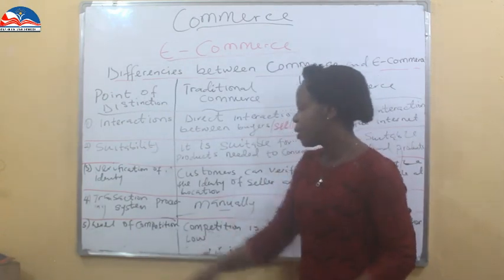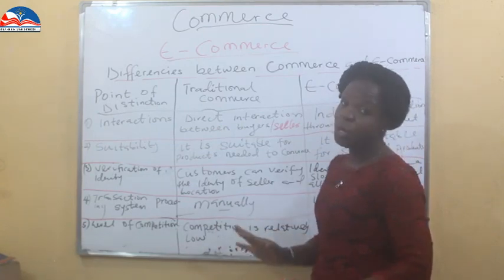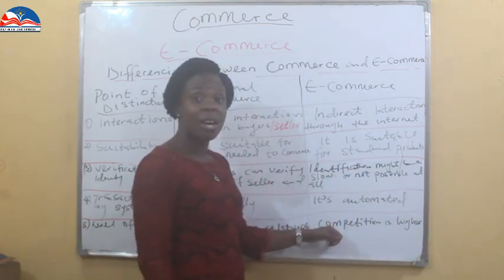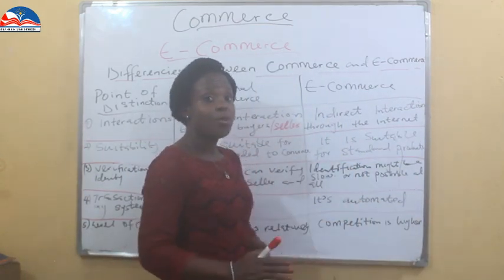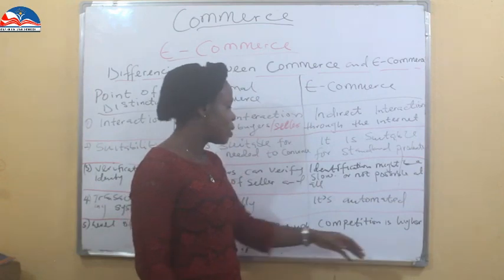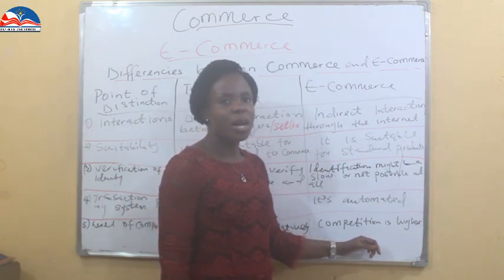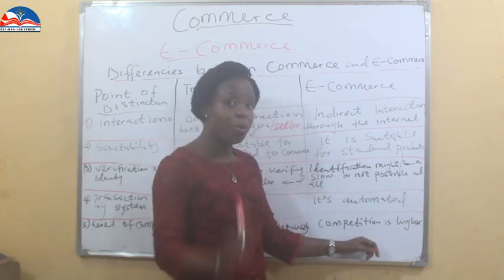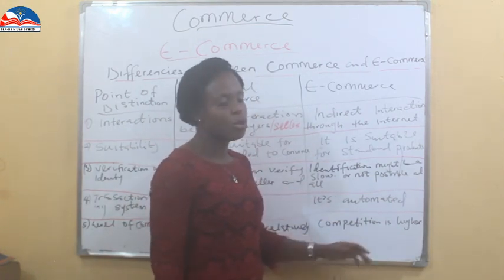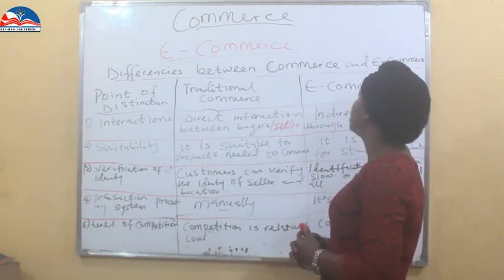Then the last one is level of competition. In traditional commerce, the level of competition is relatively low. Though there is competition, it is not as much. But in e-commerce, competition is very high because you see adverts all over. Facebook ad, Instagram ad, WhatsApp ad, different kinds of advertisement. These individuals are many on the internet, so a lot of competitors are out there for you to compete with. You have to be a pro. You have to be good at what you're doing. You have to be your best in order to compete effectively. So these are the differences between traditional commerce and e-commerce.